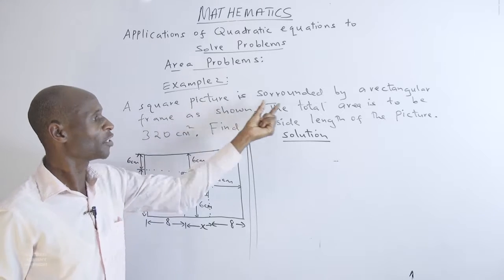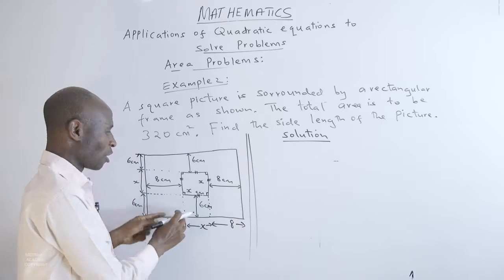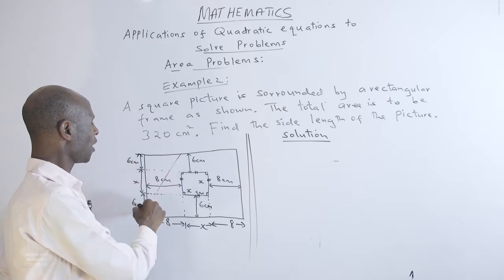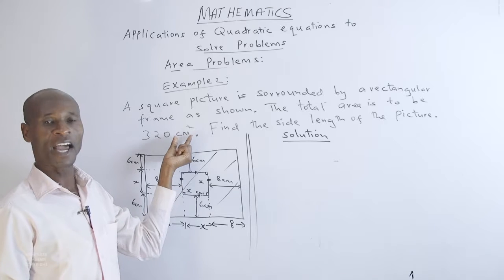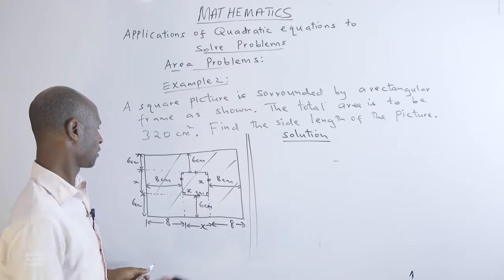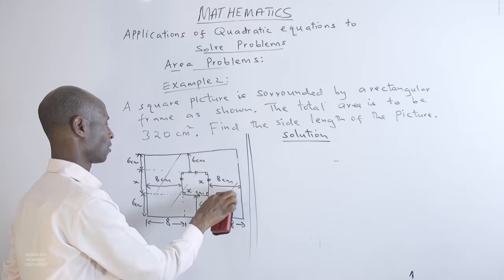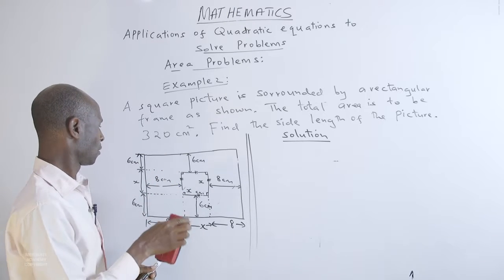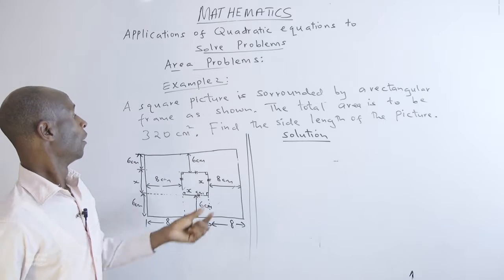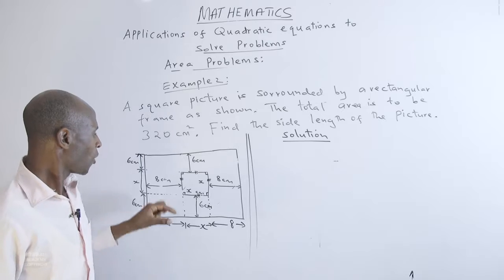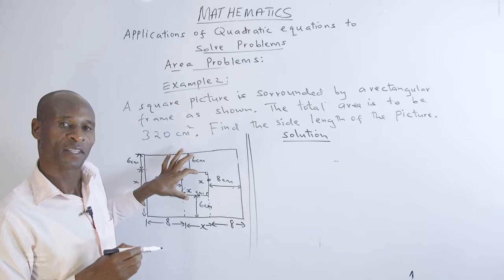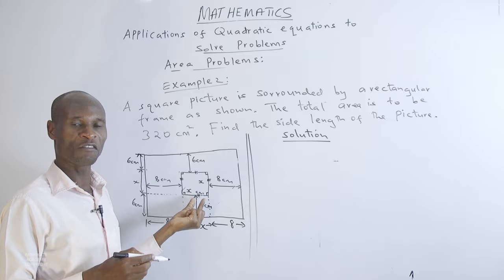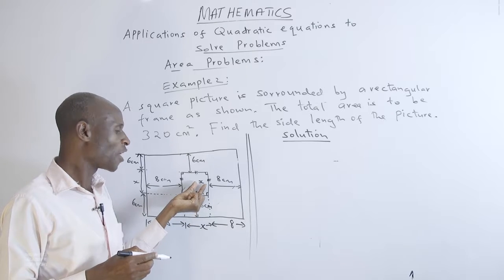So the question is, a square picture is surrounded by a rectangular frame as shown. So there's a rectangular frame. The total area is to be 320. So that means the total area of the whole figure is 320 square centimeters. Find the side length of the picture. So we need to find the value of x because the length of that picture is x, the width is x.